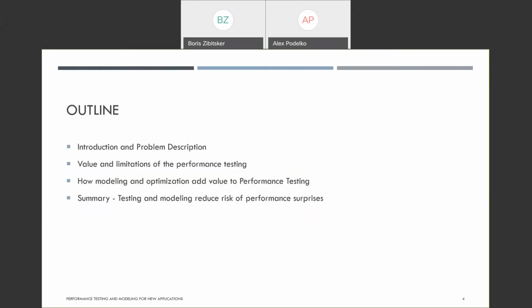We're going to talk about the problem and role of testing during the application development cycle. We'll talk about the value and limitation of performance testing and the role of modeling and optimization, expanding results obtained during testing of a new application during the DevOps cycle.